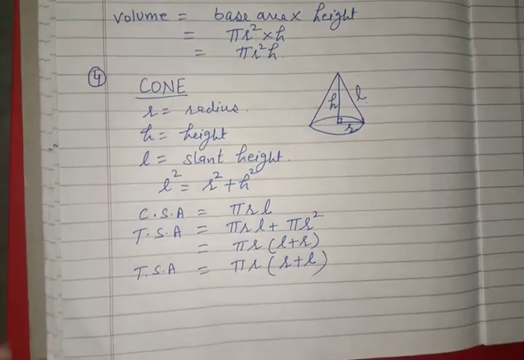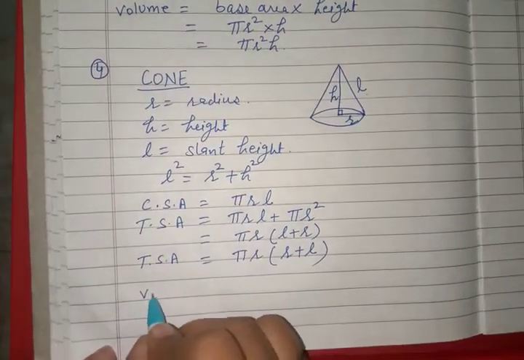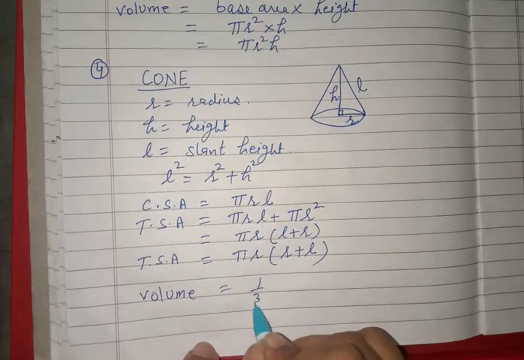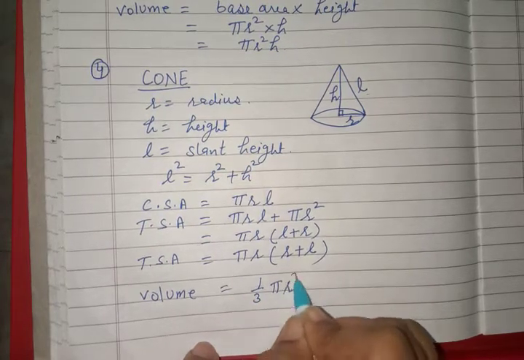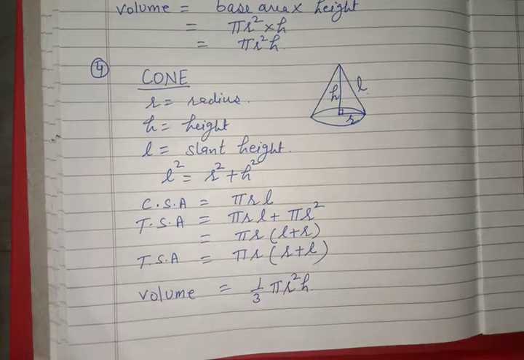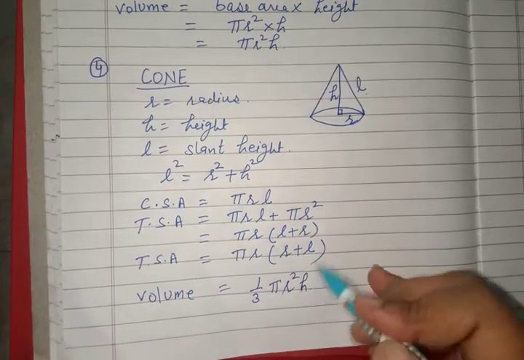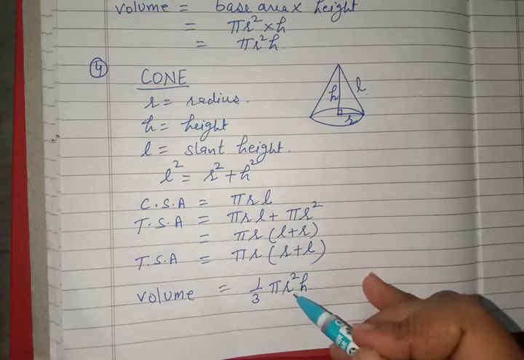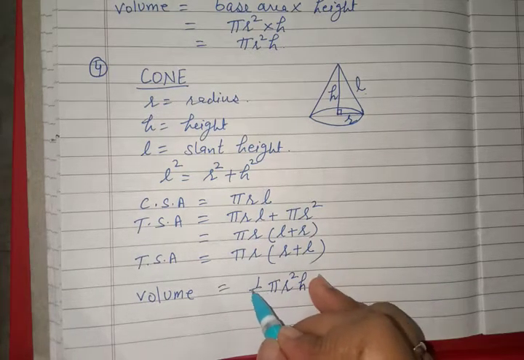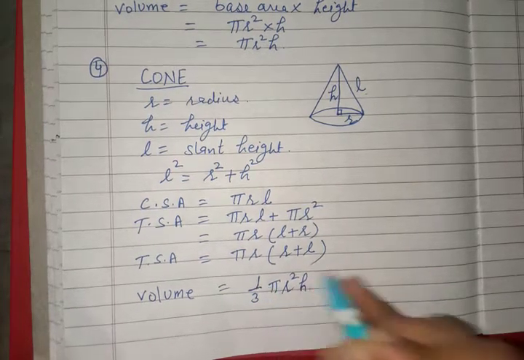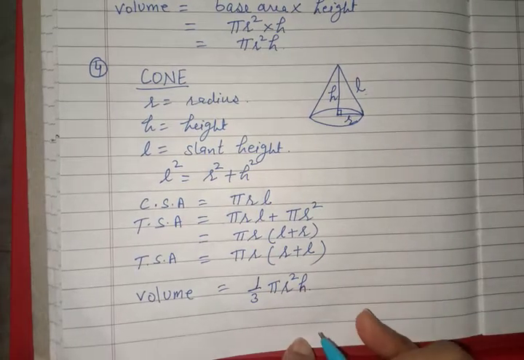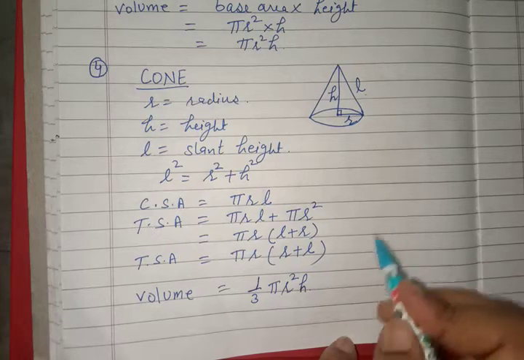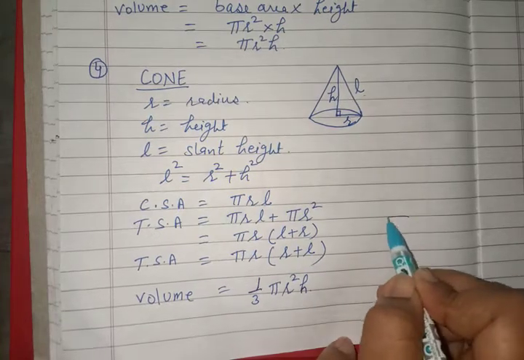Third thing that we'll study is volume. Its volume is 1 by 3 pi r square h. The meaning of this is that if we consider a cone and a cylinder with the same radius and same height, then we can see that volume of one cylinder is equal to the volume of 3 cones.